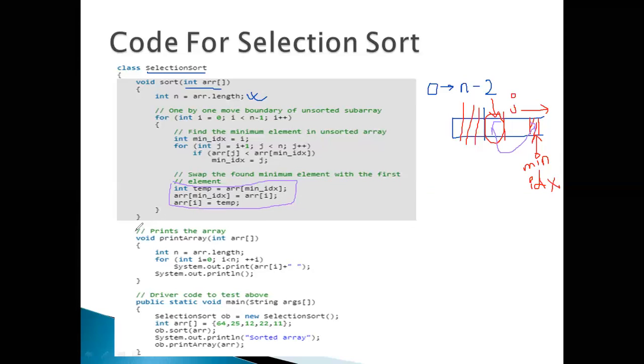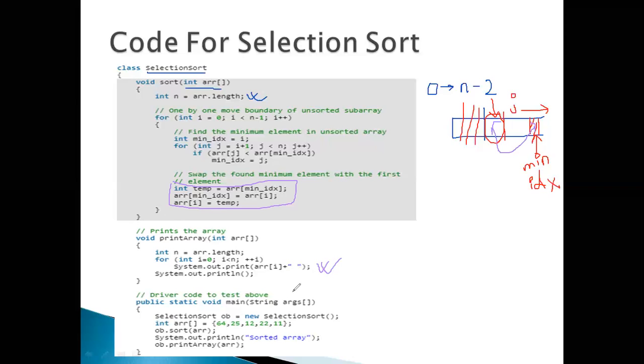Then this is the method to print the array. So this is a simple method, void printArray, int n equal to arr.length, and then we iterate from 0 to n minus 1 and we print the elements present in the array one by one.